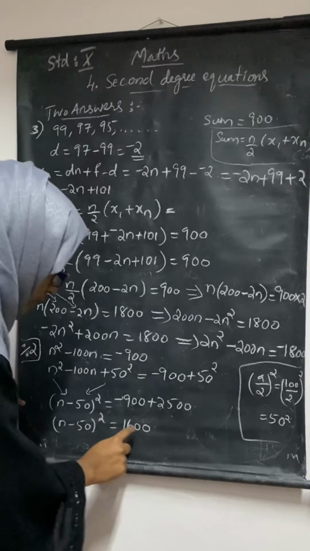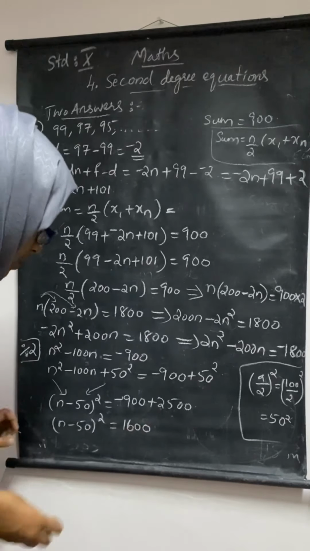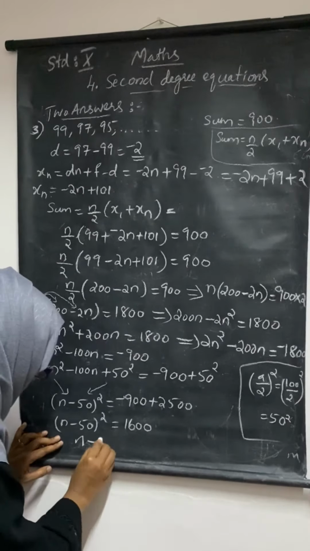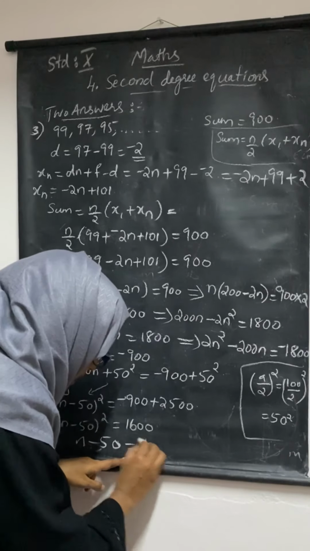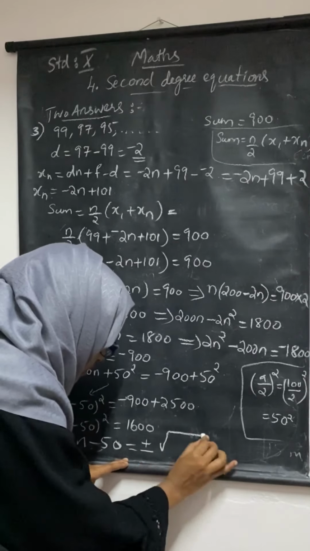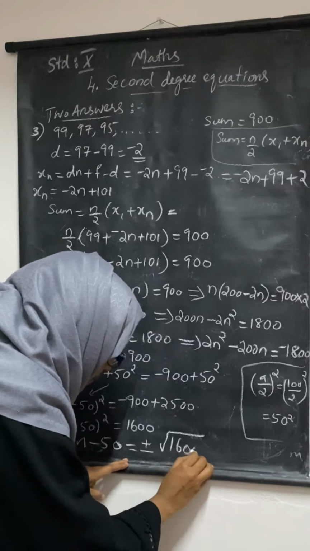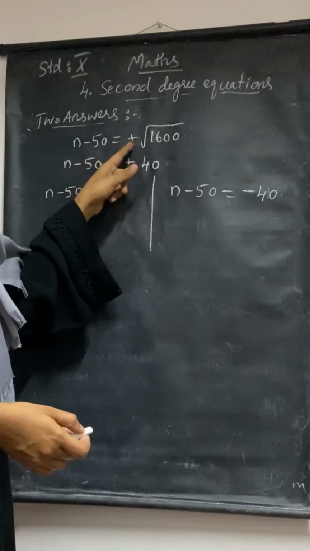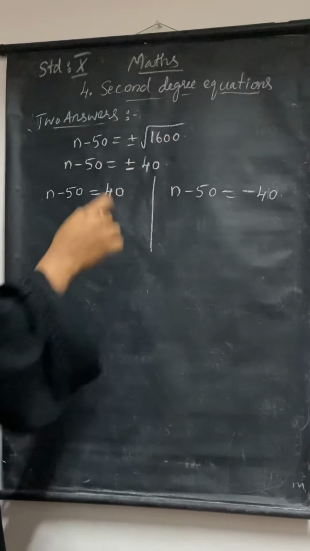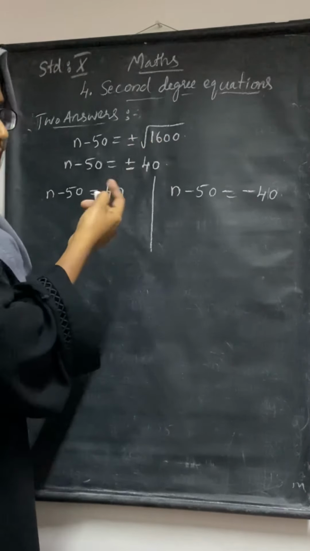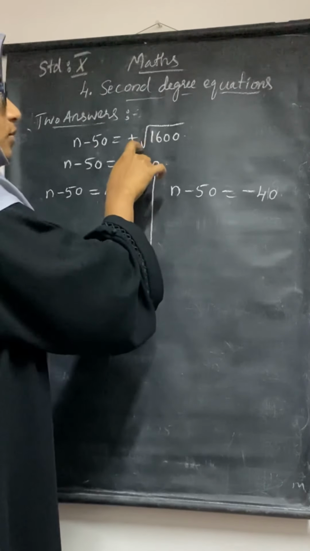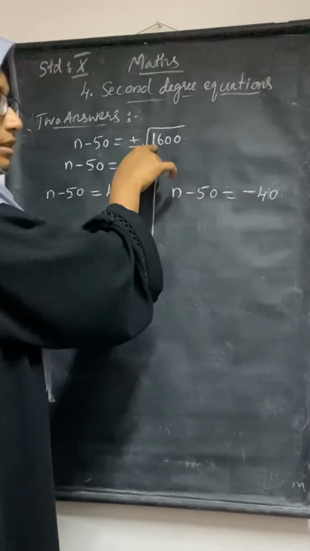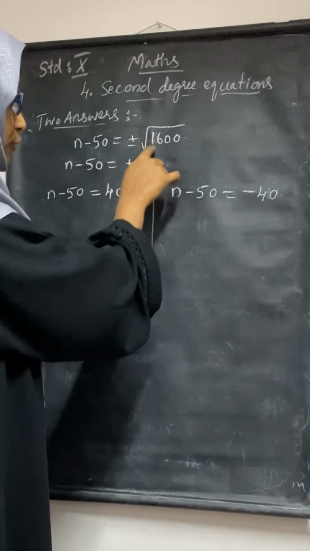Now this square will go here as a square root. So it will come n minus 50 is equal to, two answers you are getting, so it will come as plus or minus, the square comes as square root of 1600. Now what is the answer you have to find out. Okay, last step was n minus 50 is equal to plus or minus square root of 1600. So we want to know the square root of 1600. Square root of 1600 is easy. Just take the square root of 16. Square root of 16 is how much? 4. That 4 you have to write.